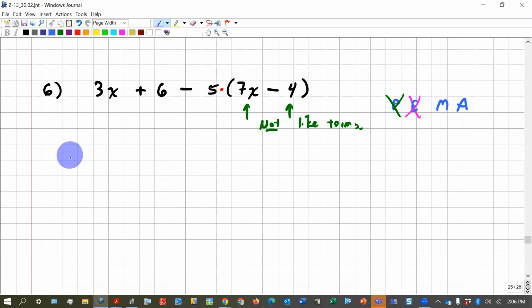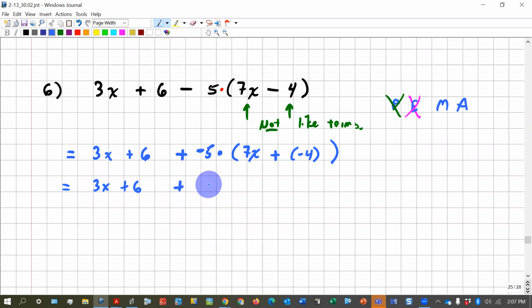And of course, every subtraction is really an addition in disguise. So most people, not only inside the parentheses, will they rewrite subtracting +4 as adding -4? But also, instead of thinking subtract +5 times the parentheses, we're going to think add -5 times the parentheses. And we have to multiply before we add. But this time I'm distributing a -5. -5 times 7x plus -5 times -4.